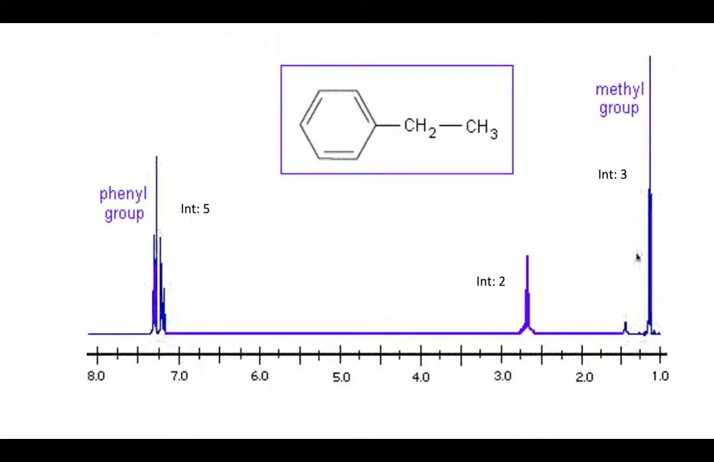Now here we see the other signals coming from the CH2 and the CH3, and we see the integration of 2 here and the integration of 3 here. These benzene hydrogens, even though these 2 are different from these 2 and different from this one, the way benzene works, they all show up pretty much the same. They're not split up too much, and we really can't see the splitting here either. But we do see the integrations correctly. 3, 2, and 5. 1, 2, 3, 4, 5.